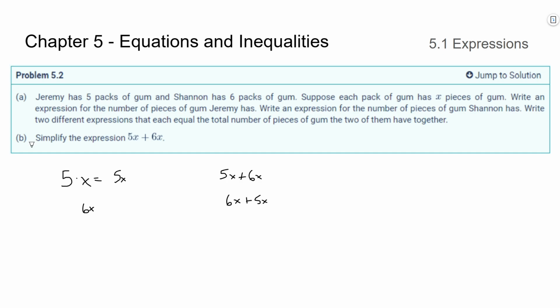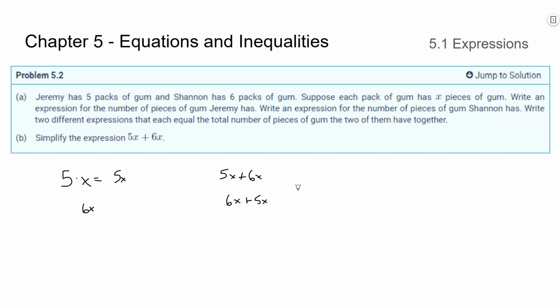Okay, and then we go on to B. Simplify the expression 5x plus 6x. So it wants to know how many pieces of gum they have in total. So let's say that each pack of gum has 10 pieces in it. Then this would be 60, right? 6 times 10 is 60. This would be 50. And 60 plus 50 would be 110.